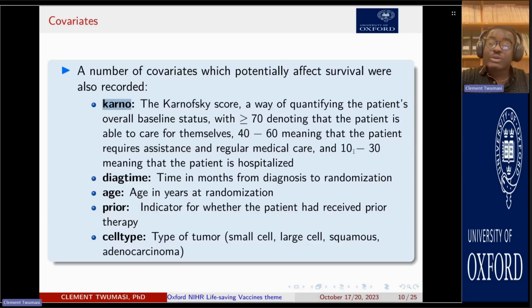The minimum is often 10, and it's often recorded in a discrete fashion, which is why it has been discretized in that manner. Then we have a variable called diagtime, which is the time from diagnosis to randomization. And then we have the age of the veterans. Then a variable called prior, an indicator of whether the patient received prior therapy before the study or not. And then cell type, which is the type of tumor. We have four levels of that.